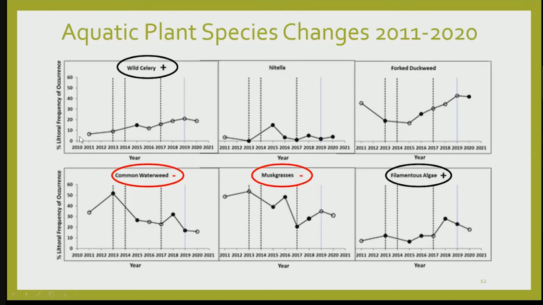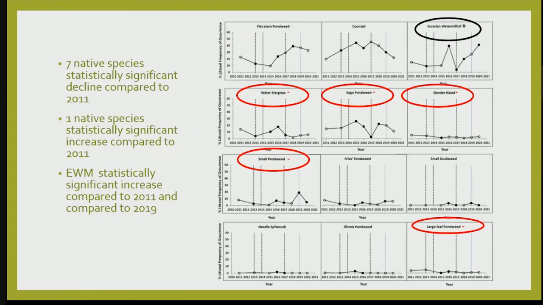The reason it's important to look at these changes over time is because we want to track if there's any native species decline over time. Compared to 2011, there were 7 native species that had a statistically significant decline in 2020. One native species saw a statistically significant increase compared to 2011. And then milfoil, you see a statistically significant increase compared to 2019 and compared to the first year of 2011.